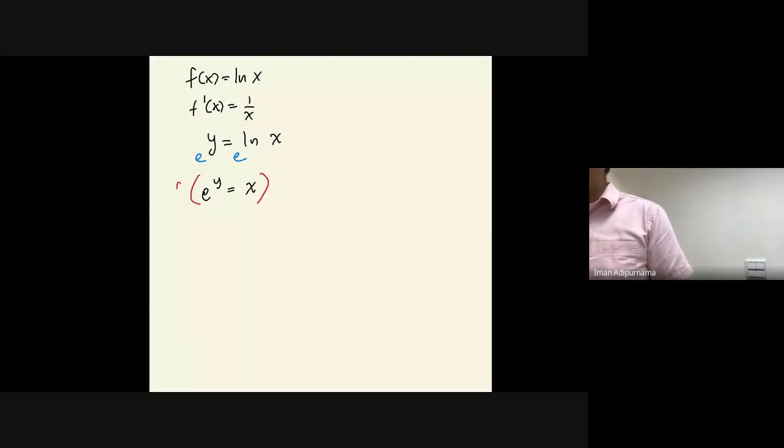But let's try to use y is ln x. Let's change this to e, so you have e^y equals x, and derive this. So e^y becomes e^y, and don't forget dy/dx. And then x is just 1. So dy/dx is 1 over e^y, and this is actually 1 over x, since y is ln x.